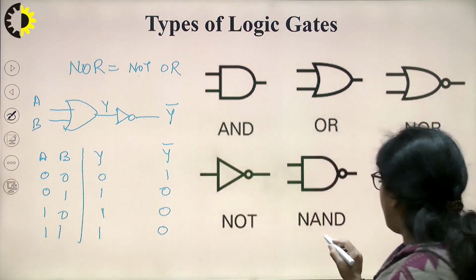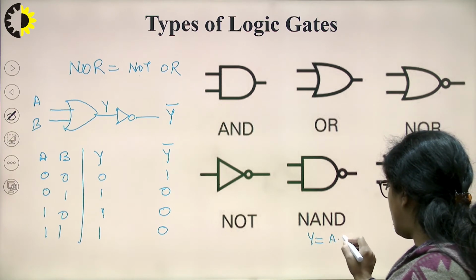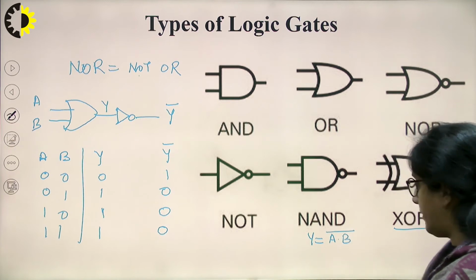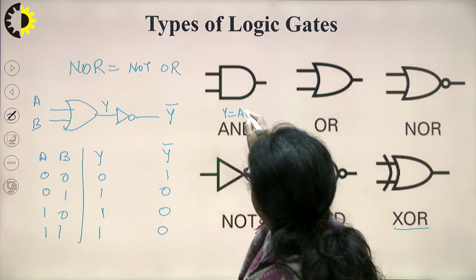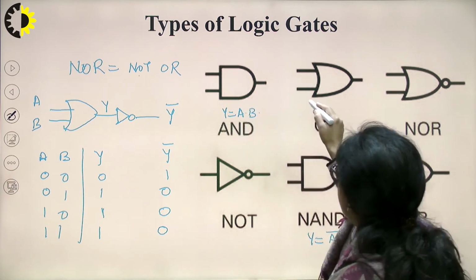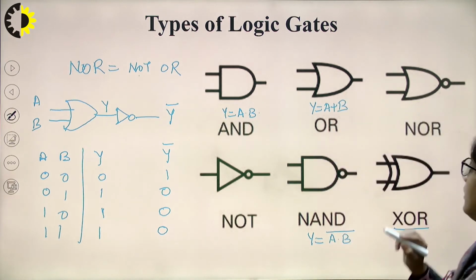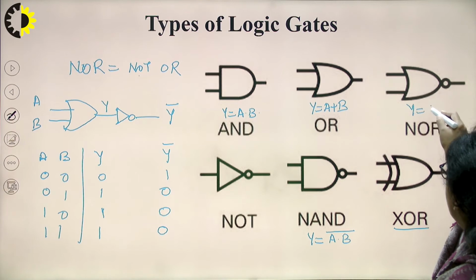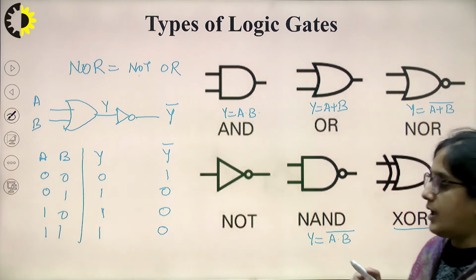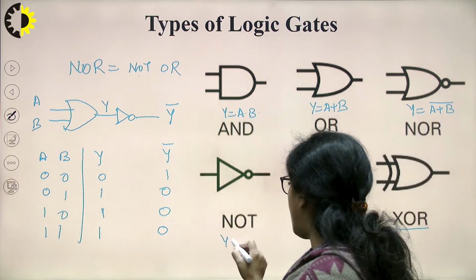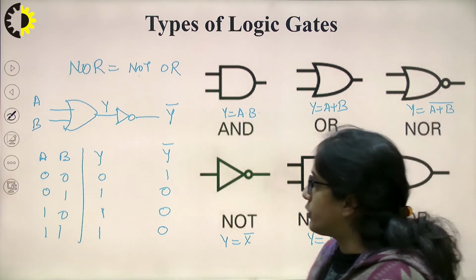So, here you can say the equation for the NAND gate will be A dot B, complemented. For the AND gate, Y is AB. For the OR gate, the output is A plus B. For the NOR gate, the output will be A OR B, complemented. And in case of NOT, it will be Y equals X complemented, or you can say A complemented, whatever the input we are using.